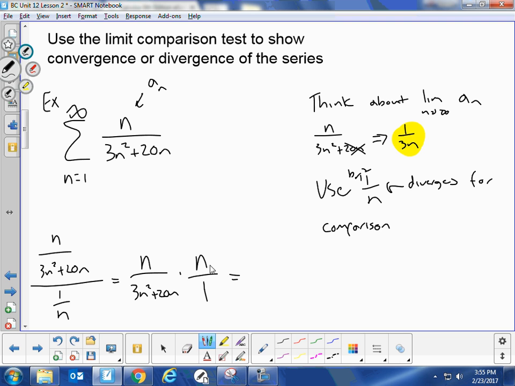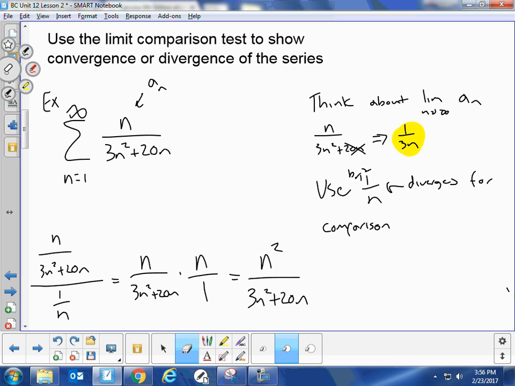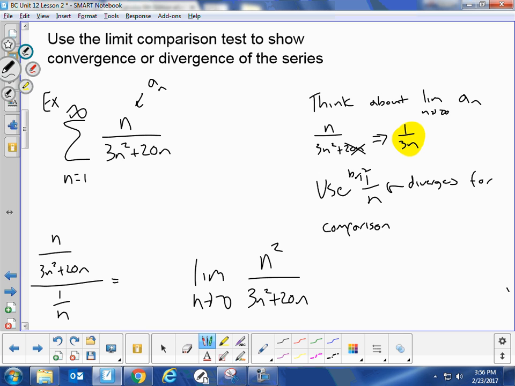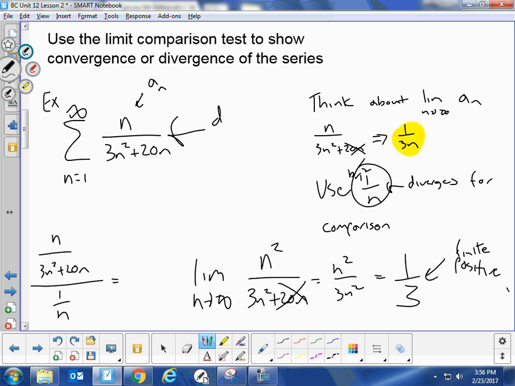Now you're able to multiply those n's together, and we get n squared over 3n squared plus 20n. Okay, I will attempt to find this limit as n approaches infinity. If it equals a value, since this diverges, this is going to diverge. Well, I know the 20n will go away. I have n squared over 3n squared. This will equal 1/3. This is that L that I'm looking for. It is finite. It is positive. Since it's finite and positive, and since 1 over n diverges, we will say this diverges by the limit comparison test.